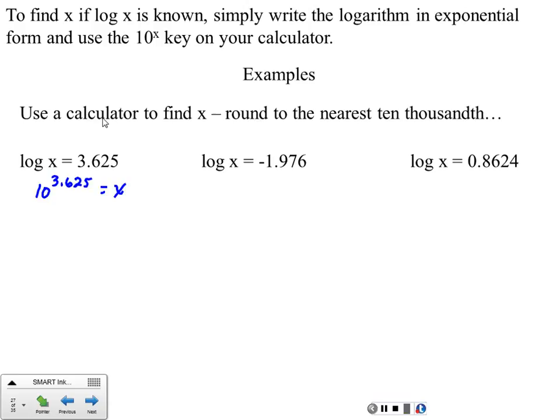10 to the 3.625. On your calculator, find your log button and look right above it. Not the button above it, but the painted thing above it on your calculator. You see where it says 10 to the x power? That's your inverse of log. That's where you're going to use this. So, this time you're going to hit your shift or second button, whatever your case may be, and then hit log, and it should bring up a 10, base 10 for you. And then you'll type in your number, 3.625. And I'm coming up with x is equal to 4,216.97. Is that what y'all got?